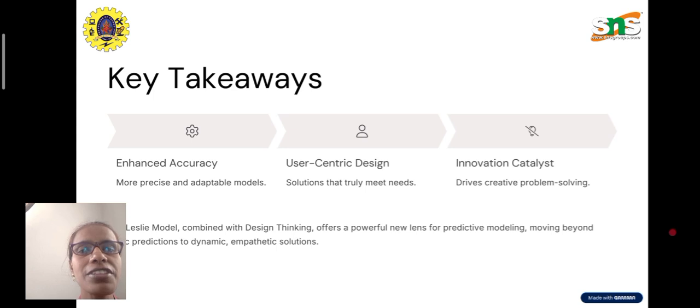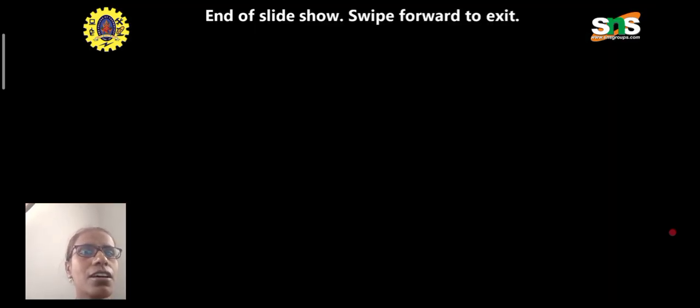So from this, we have key takeaways, which is we are going to combine design thinking with the Leslie model, which offers a powerful new lens for predictive modeling, moving beyond predictions to dynamic and empathetic solutions. Okay, thank you.